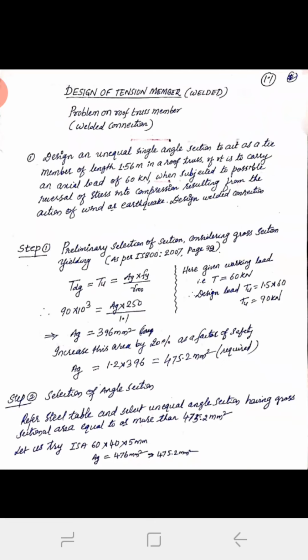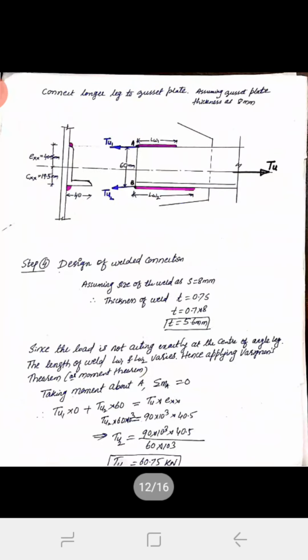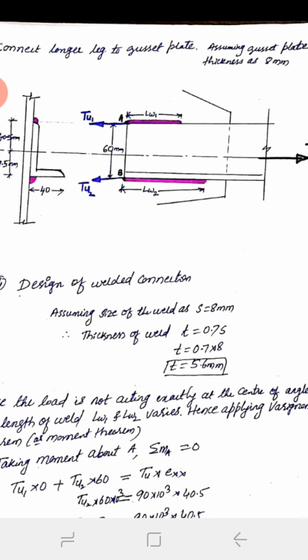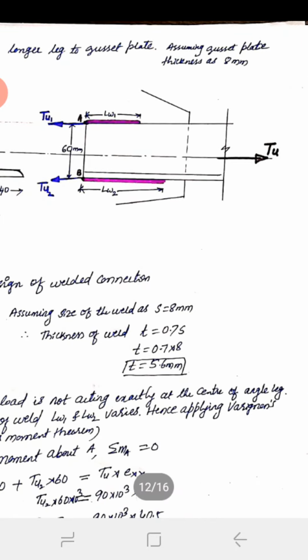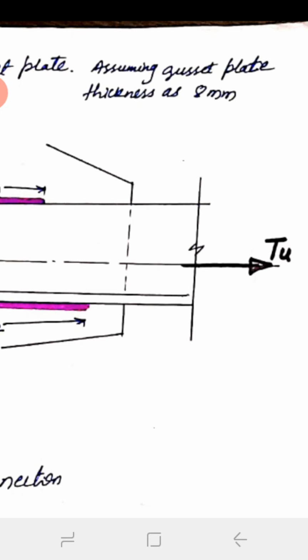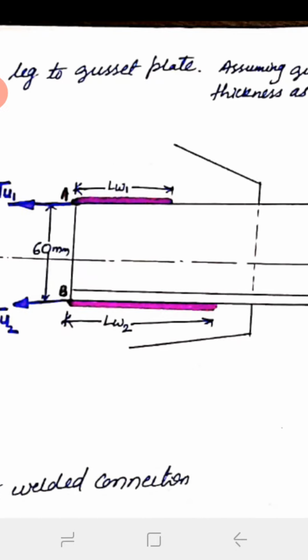After selection of this angle section, just note down the properties of that angle section, and also remember you have to connect the longer leg to the gusset plate. Here you connect the longer leg to the gusset plate, assuming gusset plate thickness as 8 mm. The gusset plate thickness is not given, so you assume a gusset plate thickness of 8 mm or more. Here I am assuming 8 mm.